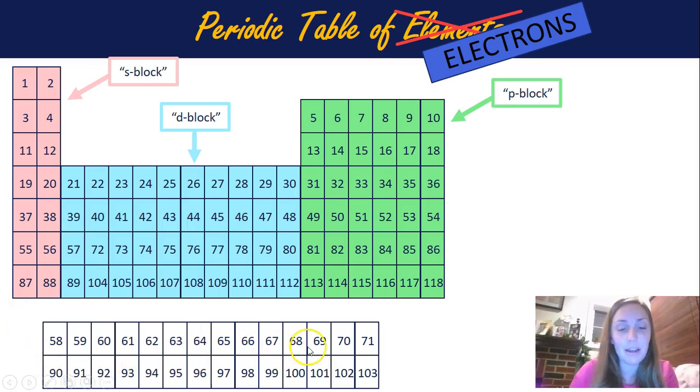And the bottom here, color all of this. These are your inner transition elements, and they are yellow. Please color that. That is the F block. So you should have all of these colored and matching, as well as labeled on your page.